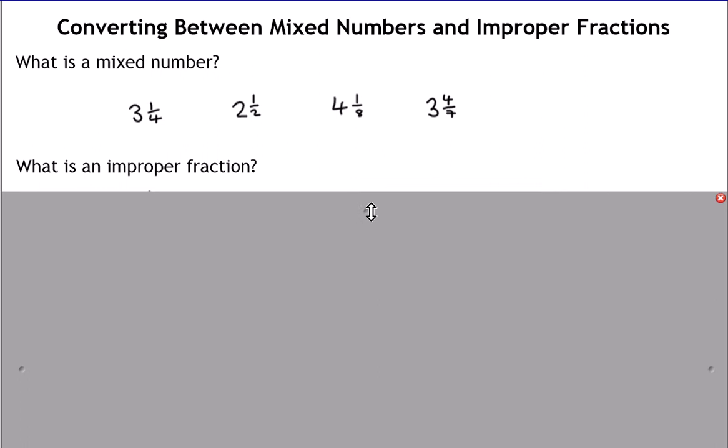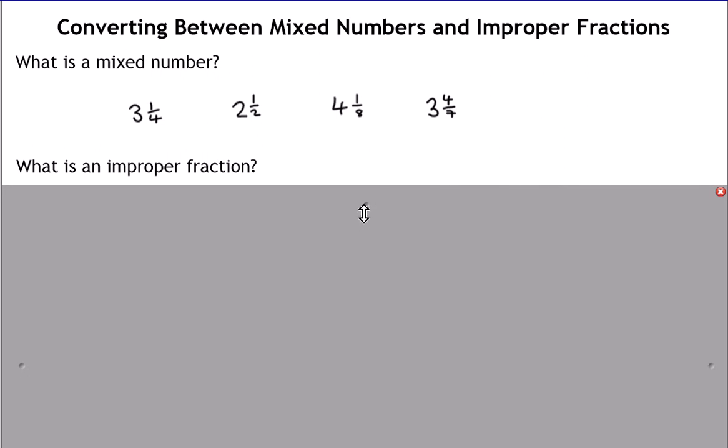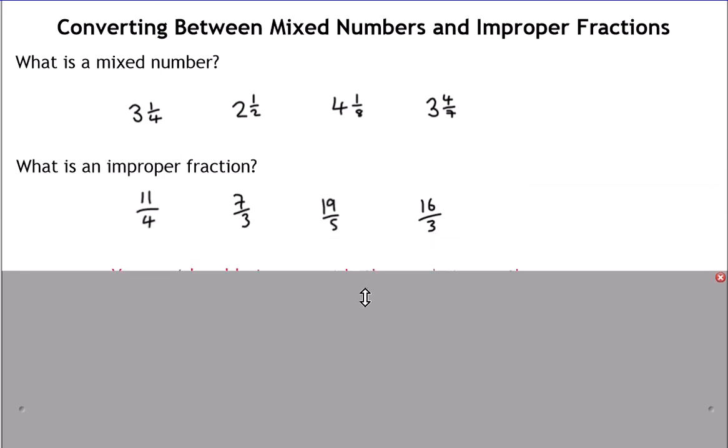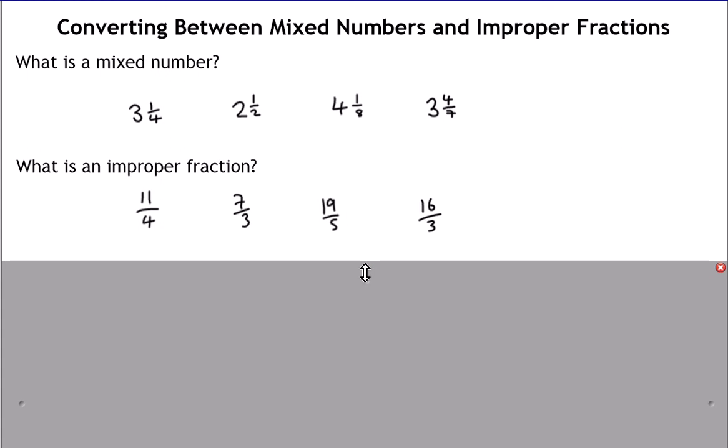So what is an improper fraction? That's just the posh name for a top-heavy fraction, and you'll have worked with those definitely before, maybe even in primary school. Okay, so improper fractions really just means top-heavy, where you've got a bigger numerator on the top than you've got on the denominator on the bottom.